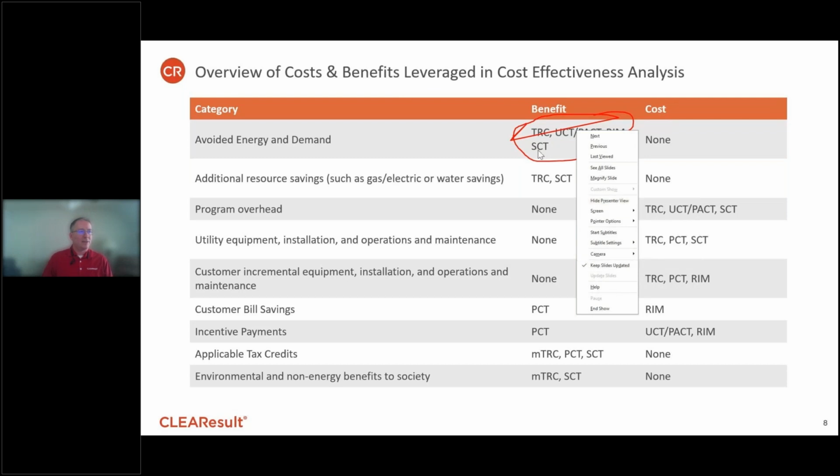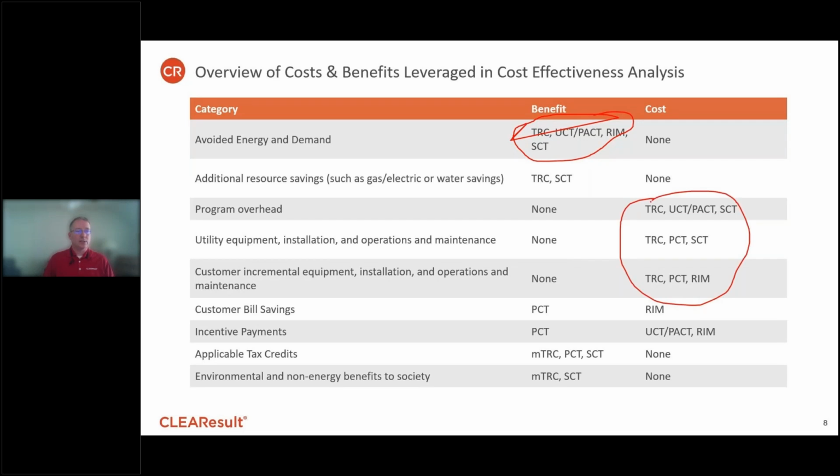Let me not erase that because I can't figure out how. So we would always, in all of these tests, expect to have the savings as a benefit, right? Savings or benefits. We would also expect things like program overhead, utility equipment cost, the actual cost of the products, those things that all end up on the cost side.